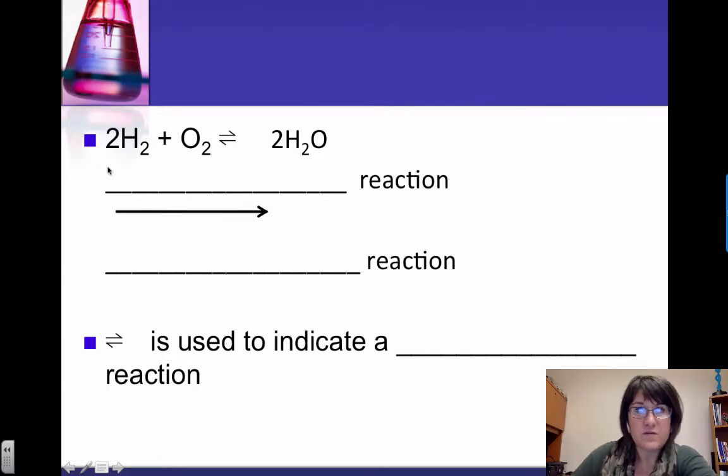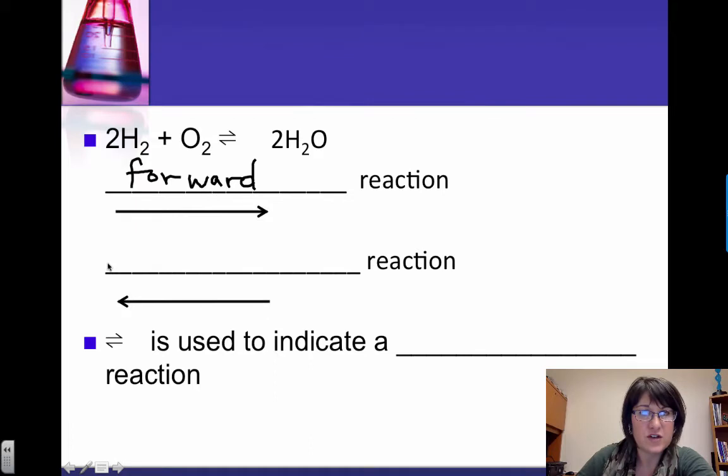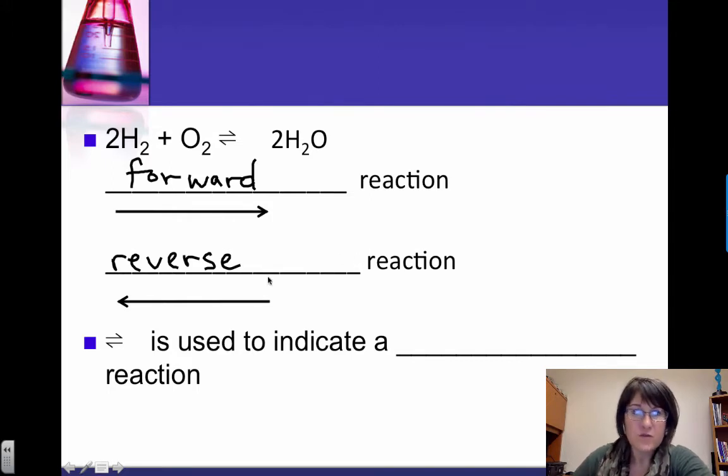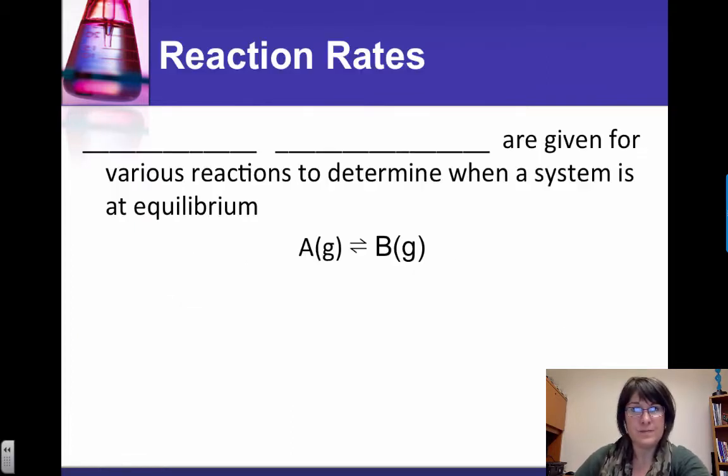So if we're going forward, we call this the forward reaction where the reactants are producing products. There's also such a thing as the reverse reaction where we would have the water turning back into the elements from which it is formed. And if we write a double arrow like this, then that's what we use to indicate a reaction that is reversible. Some reactions will go in the reverse direction as soon as there's enough product to have effective collisions.